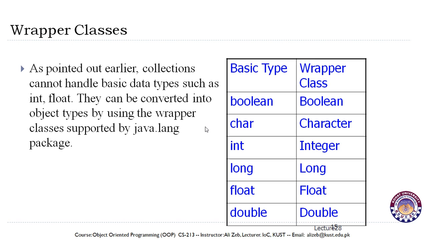So for the basic type boolean, we have a wrapper class Boolean with a capital B. For the char type, we have a Character class. For the int data type, we have the Integer class. For the long data type, we have the Long class. For the float data type, we have the Float class. And for the double data type, we have the Double class.